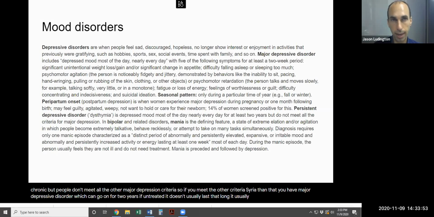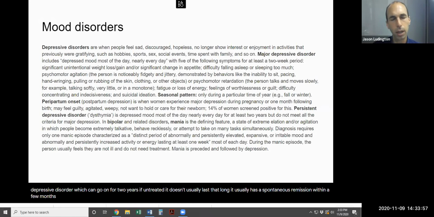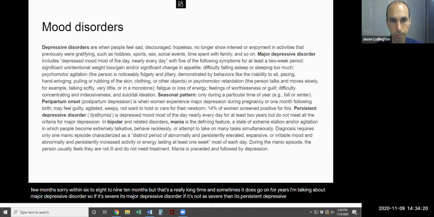So if you meet the other criteria, then you have major depressive disorder, which can go on for 2 years if untreated. It doesn't usually last that long. It usually has a spontaneous remission within 6 to 8 to 9, 10 months, but that's a really long time, and sometimes it does go on for years. I'm talking about major depressive disorder. So if it's severe, it's major depressive disorder. If it's not as severe, then it's persistent depressive disorder.